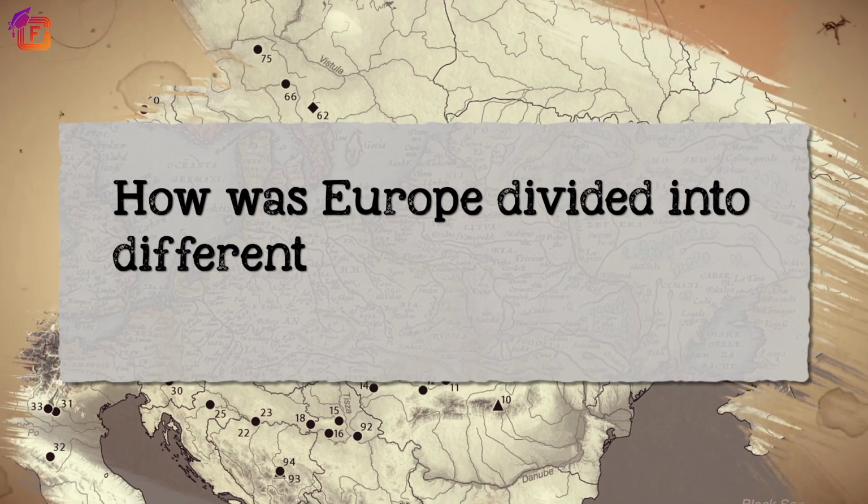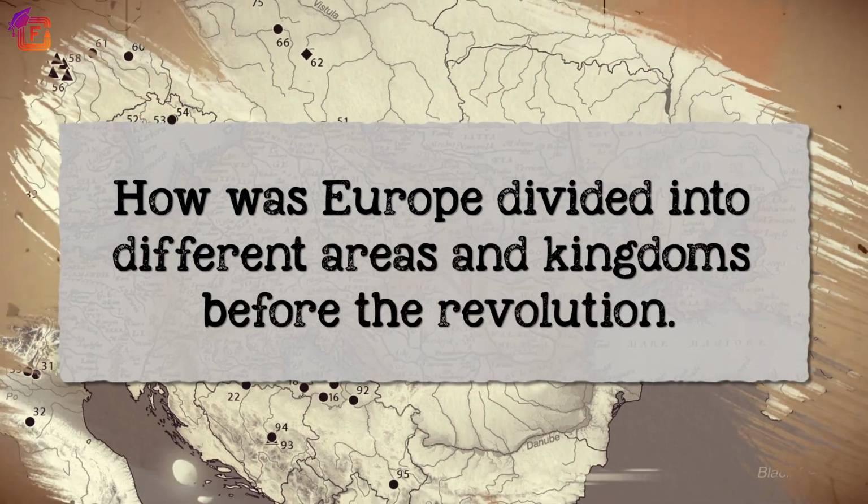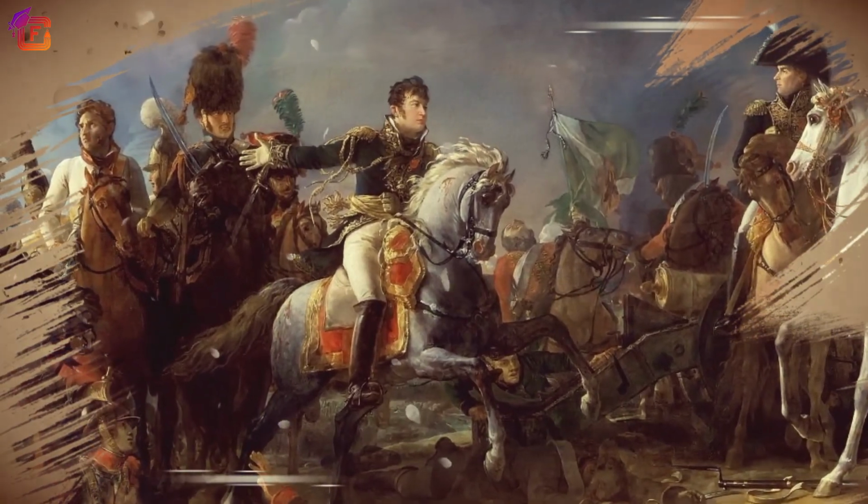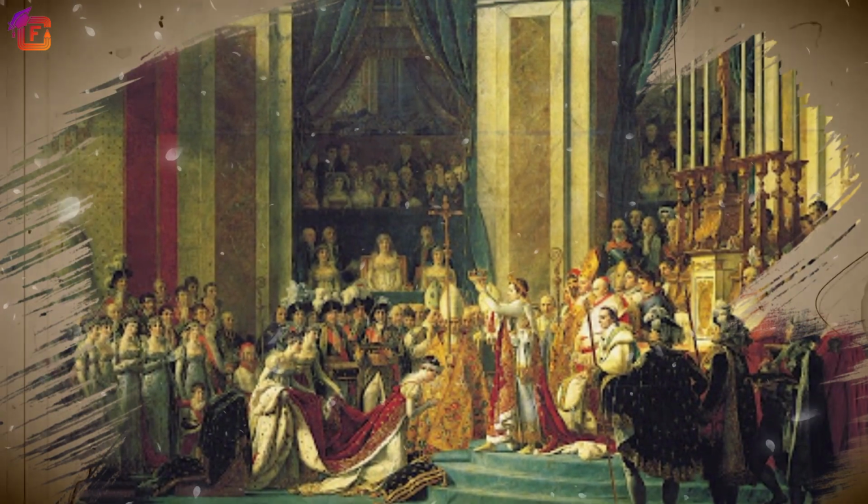In today's video, we will be discussing how Europe was divided into different areas and kingdoms before the revolution. In the last video, we had discussed how Napoleon's army affected the freedom of other European cities and countries and what new reforms he had introduced. Let us take a look at the topics that we will be discussing today.